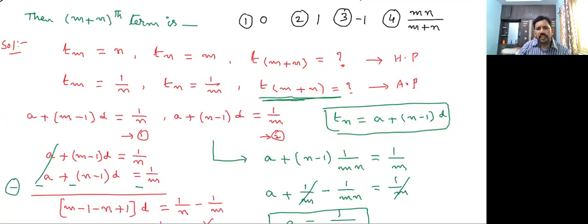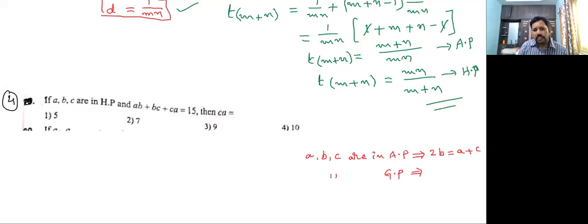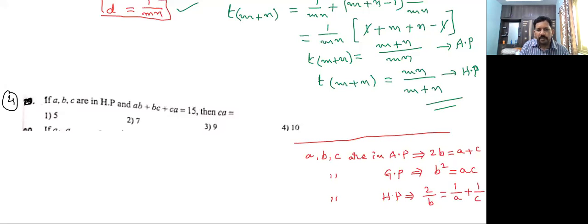Students, still up to here, please copy that. So which option is correct, students? If a, b, c are in AP means 2b is equal to a plus c. If a, b, c are in GP means b square is equal to ac. If a, b, c are in HP, this is the formula: 2 by b is equal to 1 by a plus 1 by c. These are the three formulas. Remember it. These three, remember it, please.